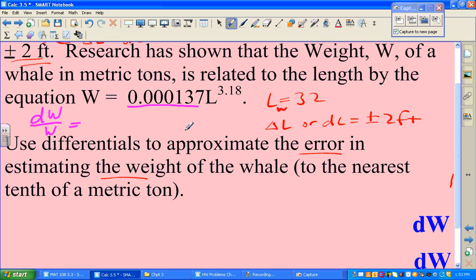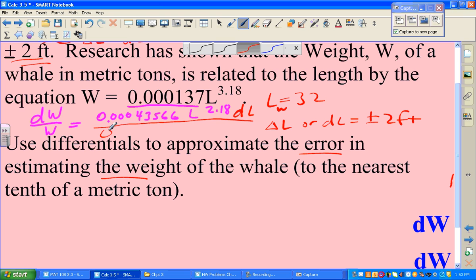Graham's going to get a calculator here in a minute. 4.3566 times 10 to the negative 4. All right, so 0.12, and what was your numbers? 43566. L to the 2.18, right? Times dL, all over 0.000137 L to the 3.18.